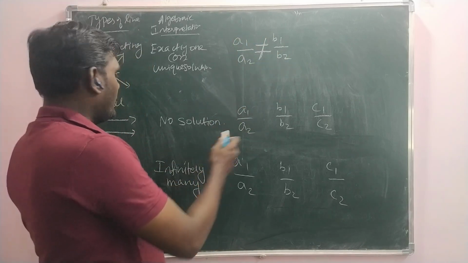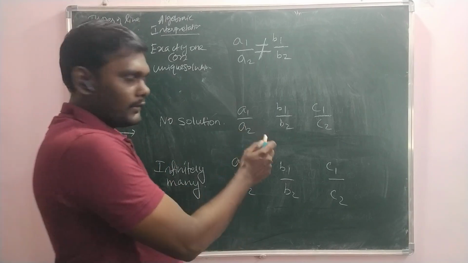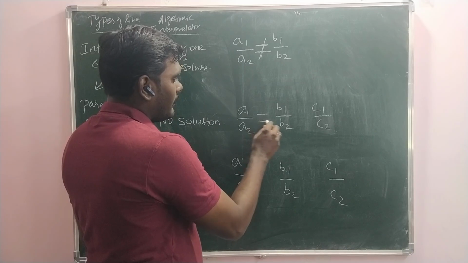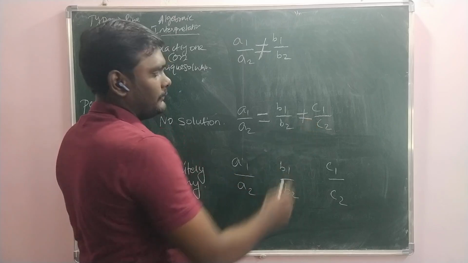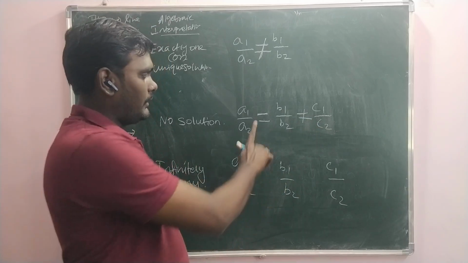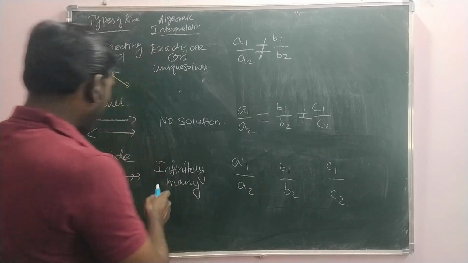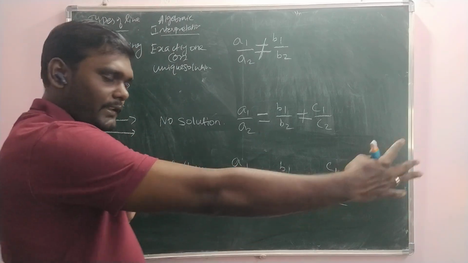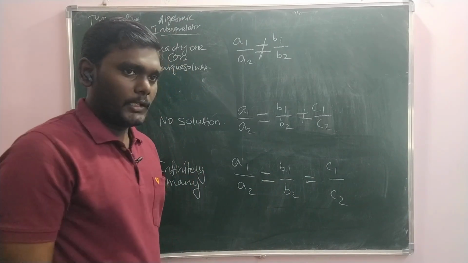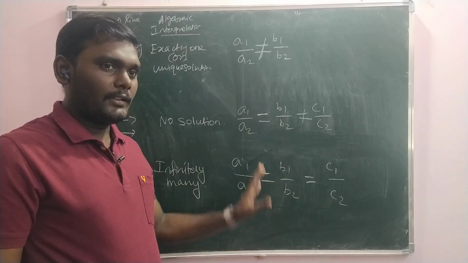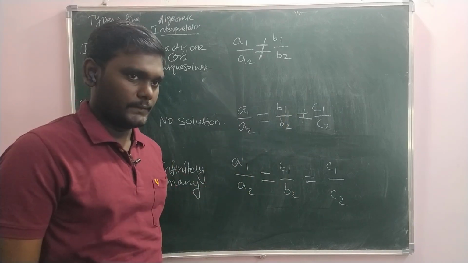And then here, no solution. They are parallel, right? Now listen carefully. These two ratios will be equal, because the lines are parallel, and after that, this one will not be equal. First parallel, and then it will not be equal. And then here, coincident: fully same, equal to, and here also equal to. In this way you can relate, or else you can find some better way to relate, to avoid confusion.